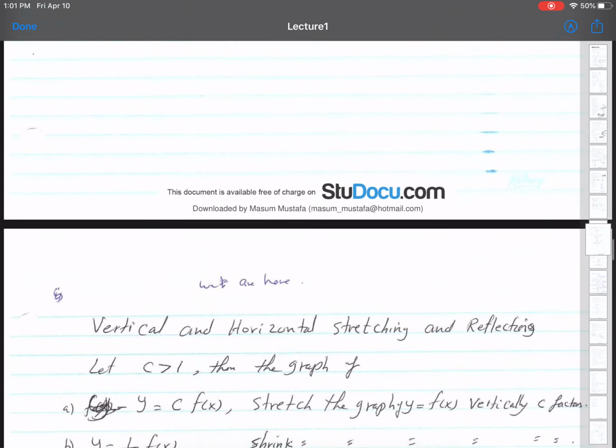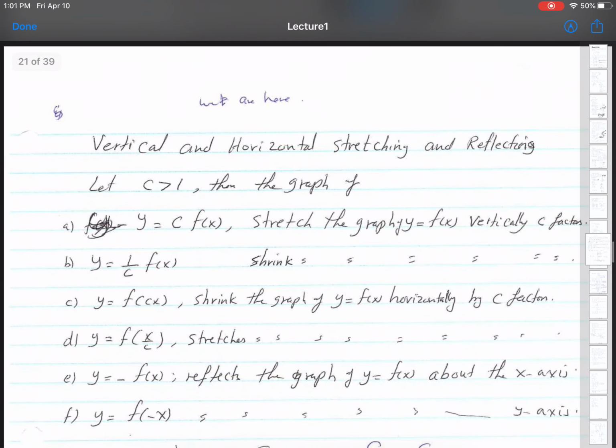Now this is the main topic of today. Today we are going to learn about vertical and horizontal stretching and reflecting. So let's assume c is greater than 1, from the graph of y equal to f of x. Before that, I'm pretty sure this has already been covered in grade 11 and 12 as well, so I'm not going to go into that detail. I'll just quickly review that.